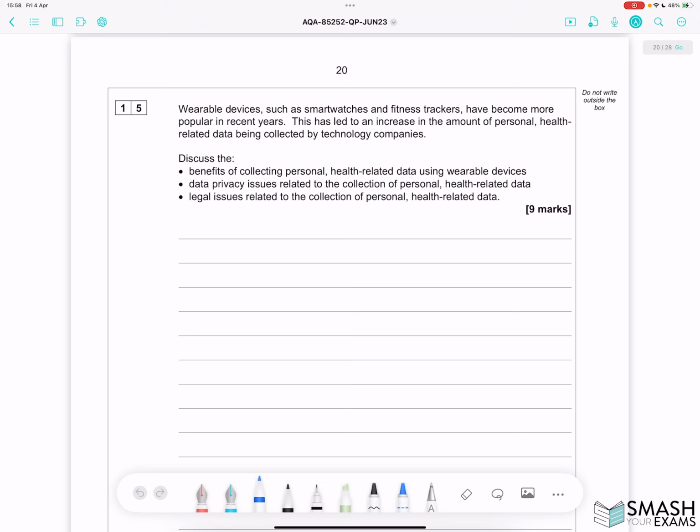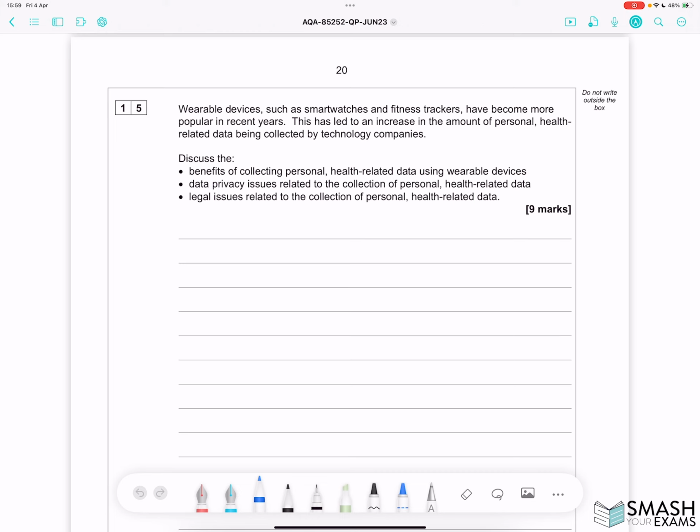And then we come to question 15 this time. All right, a little bit of a beastie one, this one, isn't it? So let's see if we can see how we can approach this. So question 15 is talking about wearable devices such as smartwatches and fitness trackers and so on. And it's asking us to discuss the benefits of collecting personal health related data, data privacy issues that would be harmful in this instance, and then legal issues that would relate to keeping people's personal data as well.